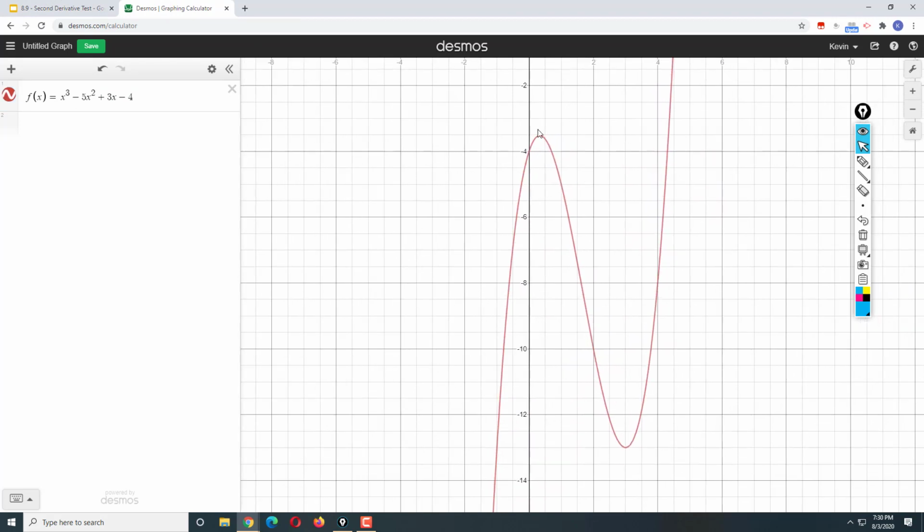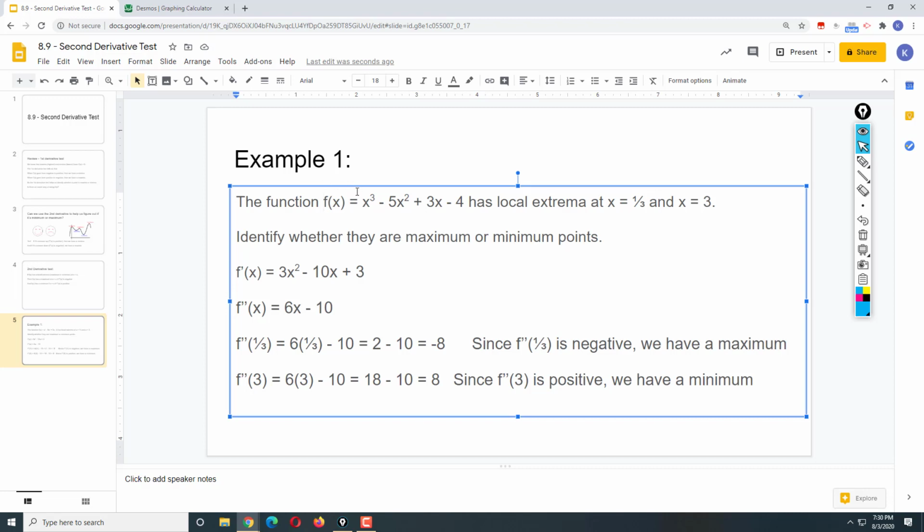Desmos shows us that at x equals 1/3, we have a maxima, and at x equals 3, we have a minima. So that's the second derivative test. Second derivative negative, maximum. Second derivative positive, minimum.